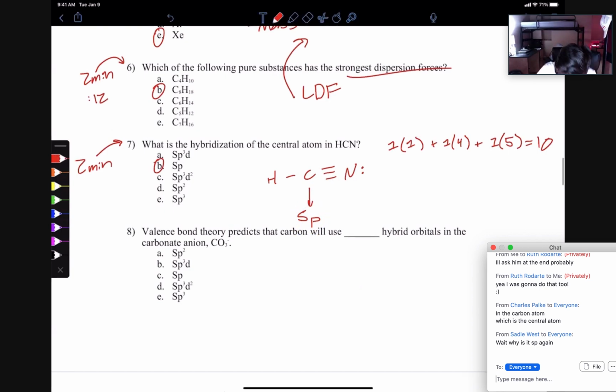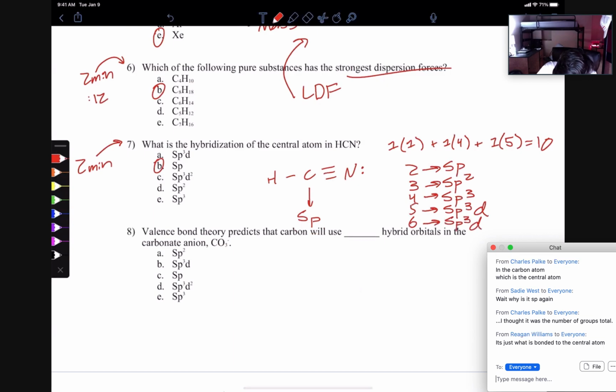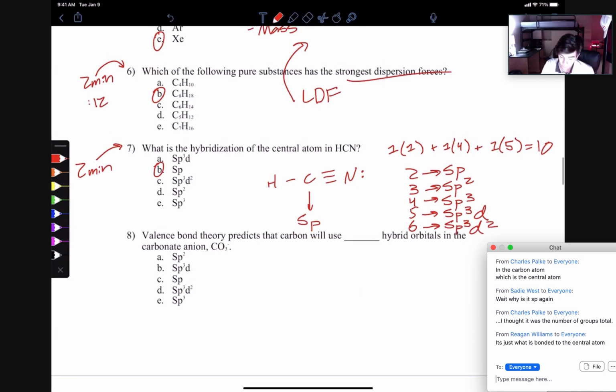So remember, two things bonded to the central atom is sp, three things bonded to the central atom is sp2, four things bonded to the central atom is sp3, five things is going to be sp3d, and six things is going to be sp3d2. Okay, so you can't get lower than one because then you only have two atoms bonded together, right?